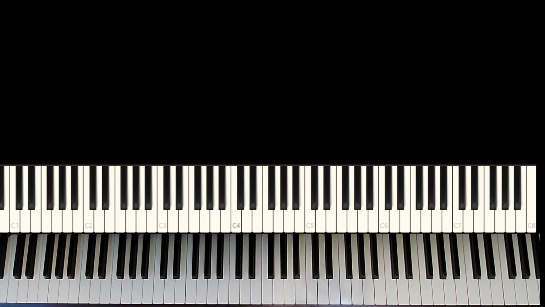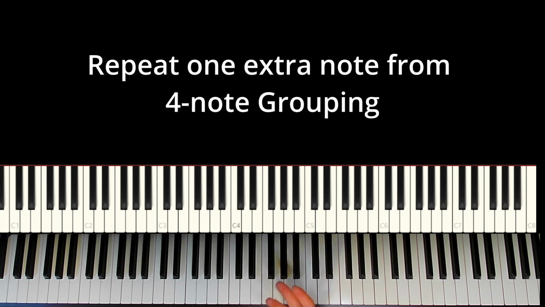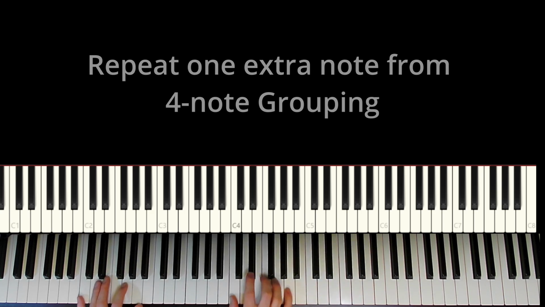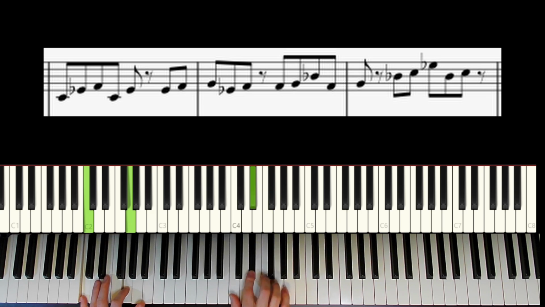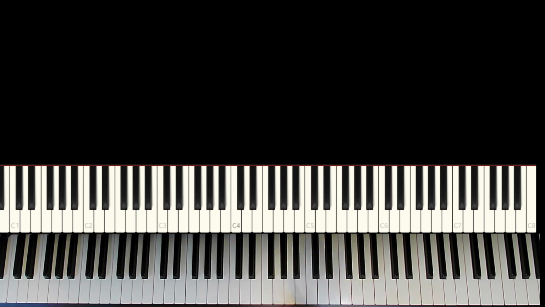The next would be 5-note groupings. And usually that's going to be what's in a 4-note grouping, but you repeat one of the notes one extra time. So that would sound like this, for example. So there was some rest in there to make it even, but you can do it in succession, so it gives a nice rhythmic offset.